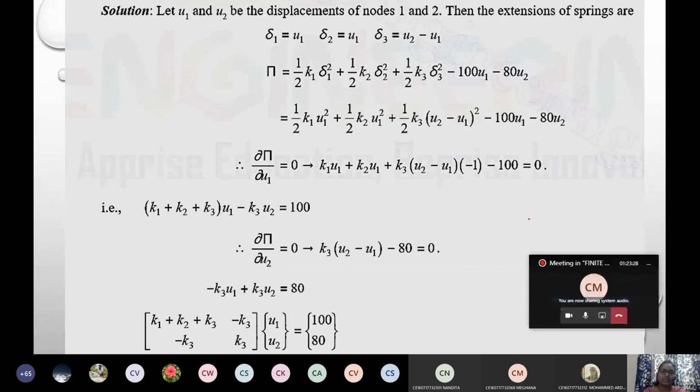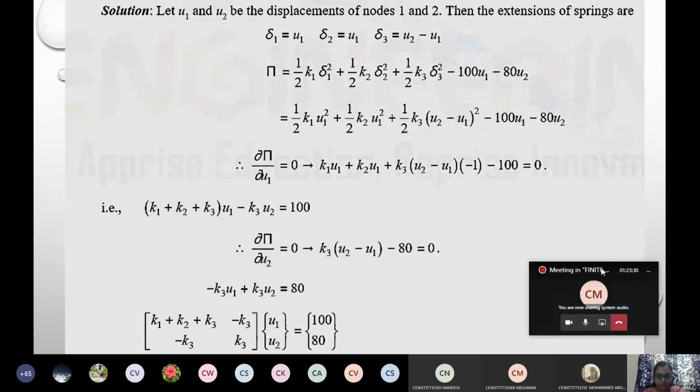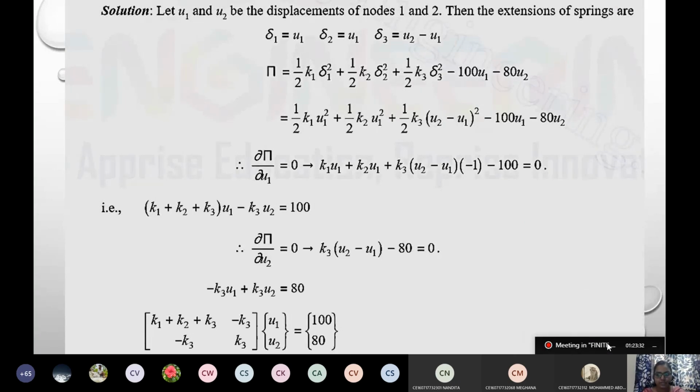Anyone who got the same solution? You can unmute yourself and speak. Anyone who got the same solution? None of you?